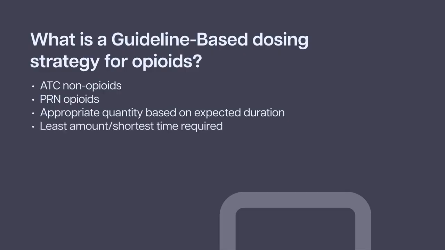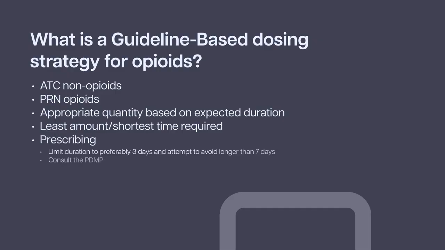Give the least amount, the lowest dose for the shortest time required. When prescribing, typically think about a 3-day supply and generally try to avoid more than a 7-day prescription. And before writing any opioids, if at all possible, you should consult the Prescription Drug Monitoring Program website.